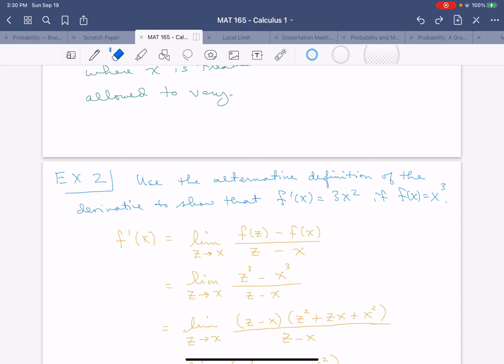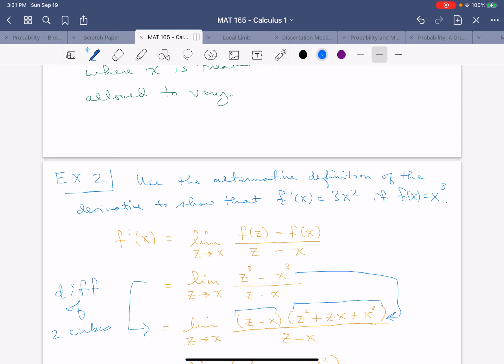And so at this point, you need to remember, because in this numerator we've got the difference of 2 cubes, you need to remember that formula. Going from this step to this step, what I'm using is the difference of 2 cubes. And if you don't remember that formula, well, it's right there: z to the third minus x to the third is equal to z minus x times this quadratic, z squared plus zx plus x squared. And then we're taking the limit of what we had before.